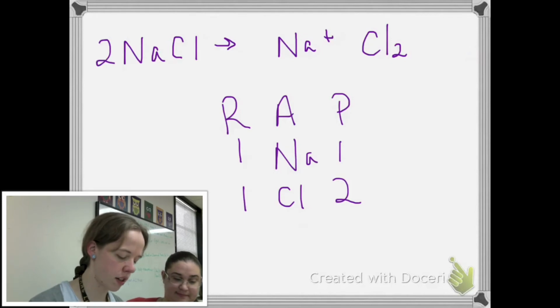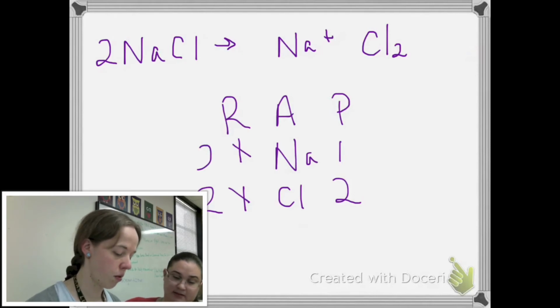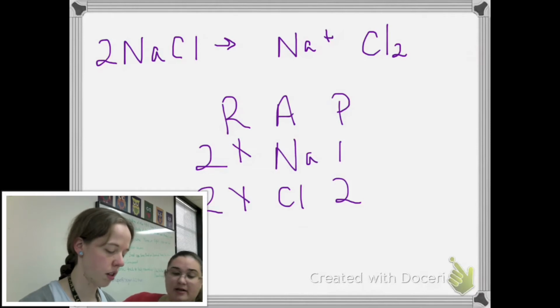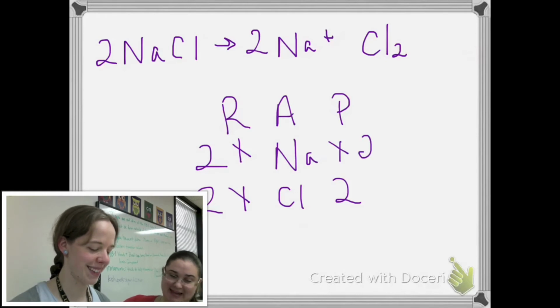I'm going to put a 2 on our reactant side. What does that give us? 2 Cl's, but now we also have 2 Na's. What else do I need? I have to put a 2 in front of the Na on the product side. Now does everybody match? If I change my products, yes.